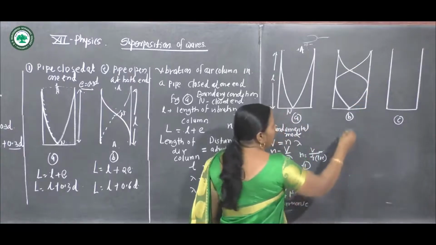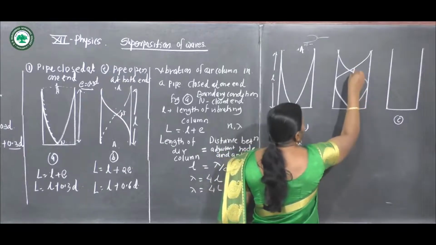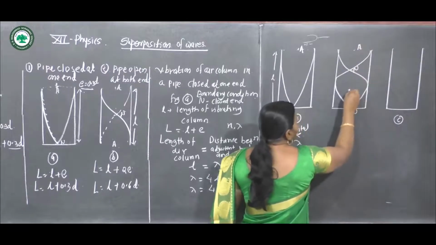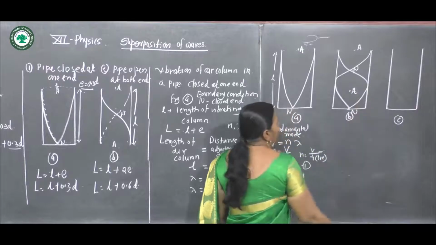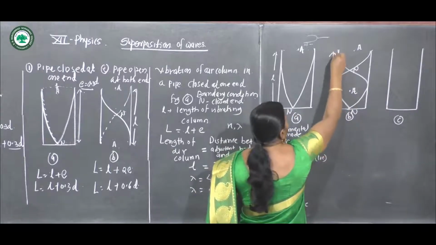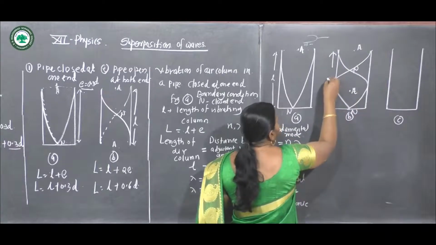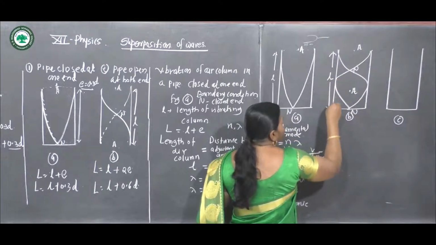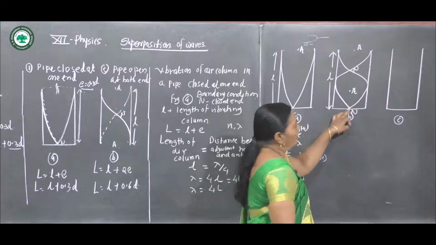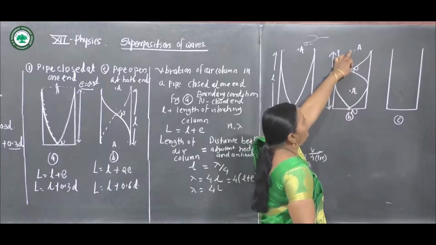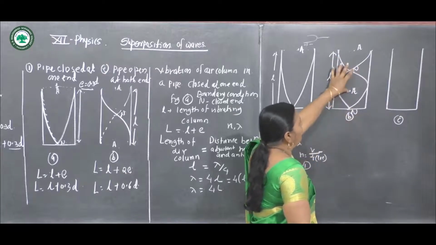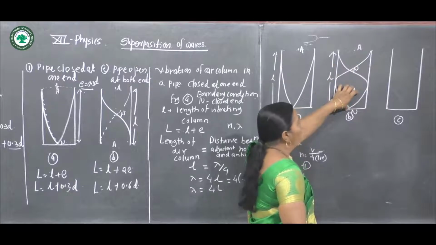This is the node, and this is the antinode. This is also an antinode. Figure B shows the second mode of vibration. This is the length of air column. In this, the node is formed at the closed end and the antinode is formed at the open end. In the second mode, there are two antinodes and two nodes.